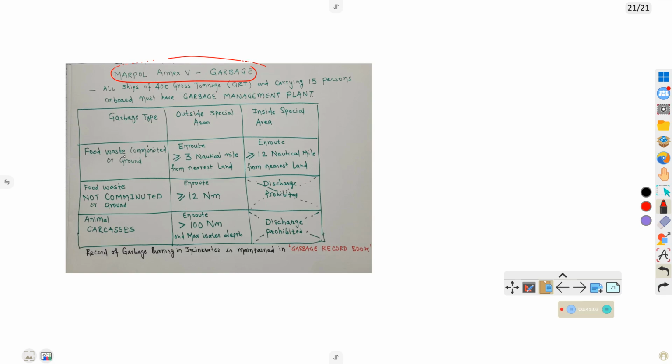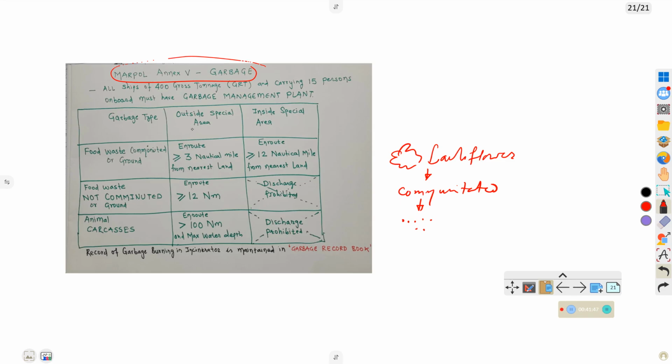So food waste comminuted. Comminuted means तुम्हारा गोभी होगा, गोभी. What is that called? Cauliflower. उसको ग्राइंड करके एकदम पतला बारीक करने का, छोटे छोटे parts में उसको ब्रेक करेगा. That is called comminuted. Food waste comminuted, it can be disposed if it is from a distance of 3 nautical miles from the nearest land.